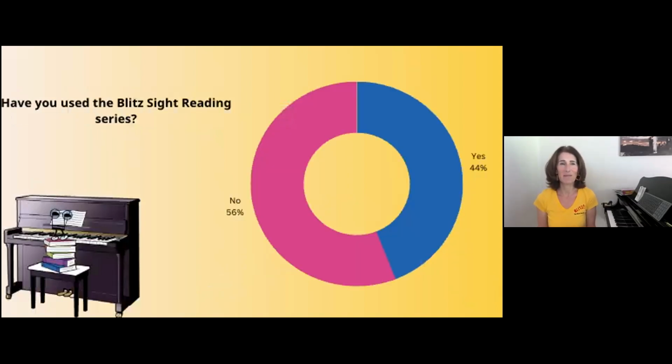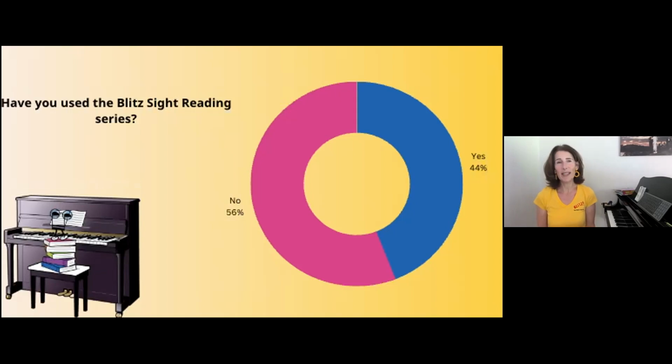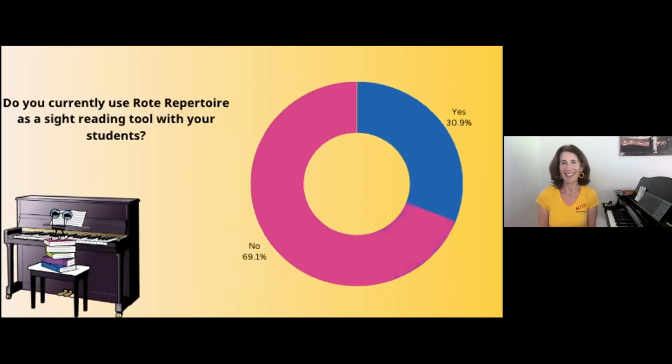Excellent. Our next two questions have to do with using different sight reading resources. The first question was, have you used the Blitz sight reading series? And more answered no than yes. So 56% have not yet used those resources. Okay, well, that's good to know because I'm going to be showcasing that today. And then our last question was, do you currently use rote repertoire as a sight reading tool with your students? And we had 69% respond with a no as well. Okay, also good to know because I plan to show how that was originally conceived purely as a sight reading tool. It's great for teaching by rote and it's great for using as repertoire, but it's really, really good for sight reading.